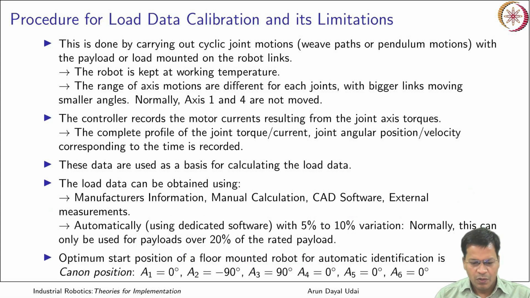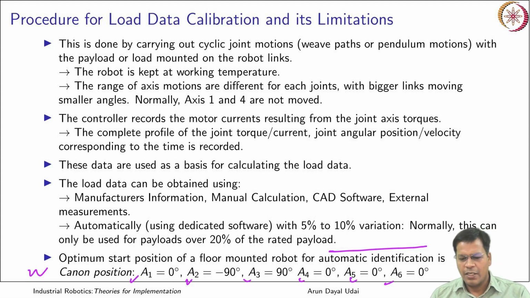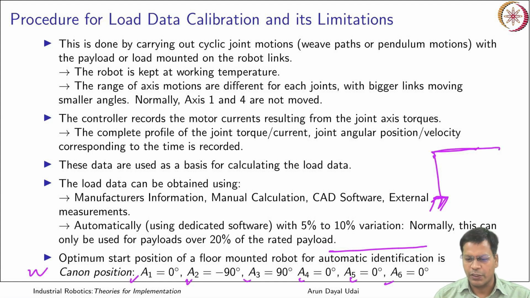Okay, so the optimum start position for a floor mounted robot for automatic identification is the canon position. You already know that. I'll show you a video now that will show this canon position more properly. So for that, axis 1, 2, 3, 4, 5, 6 for a 6 degree of freedom robot is like this. You have this ground frame and the robot stays in at least this position.